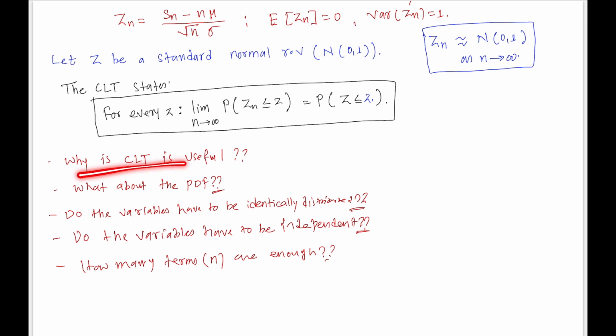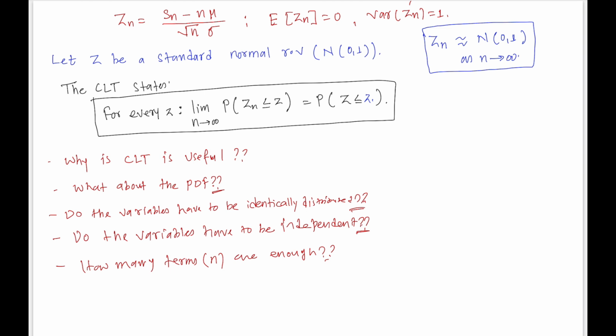So right, why this CLT, central limit theorem, is useful, that just now I have described, right? So it is accurate and it is less computationally expensive than doing the convolution.